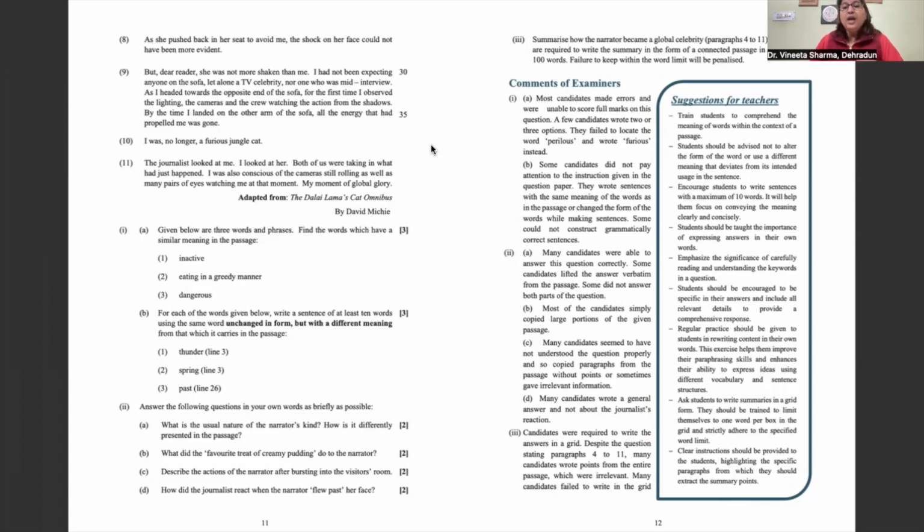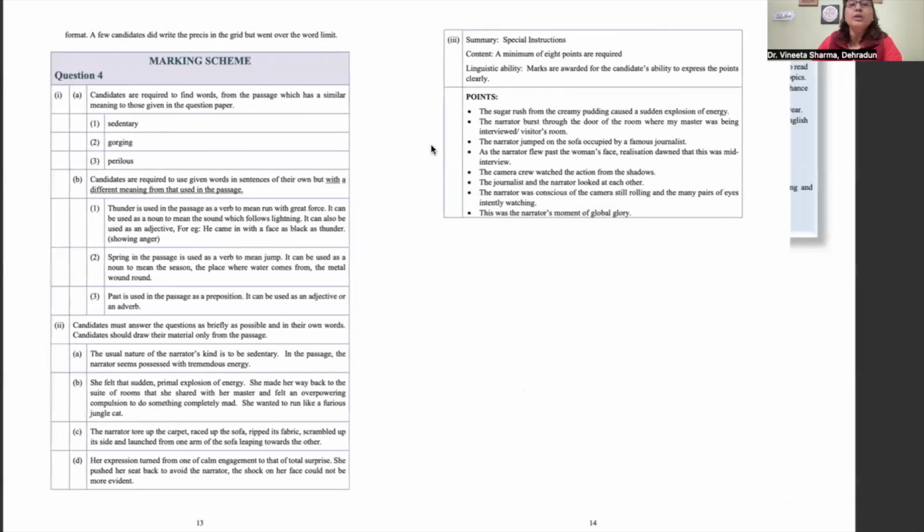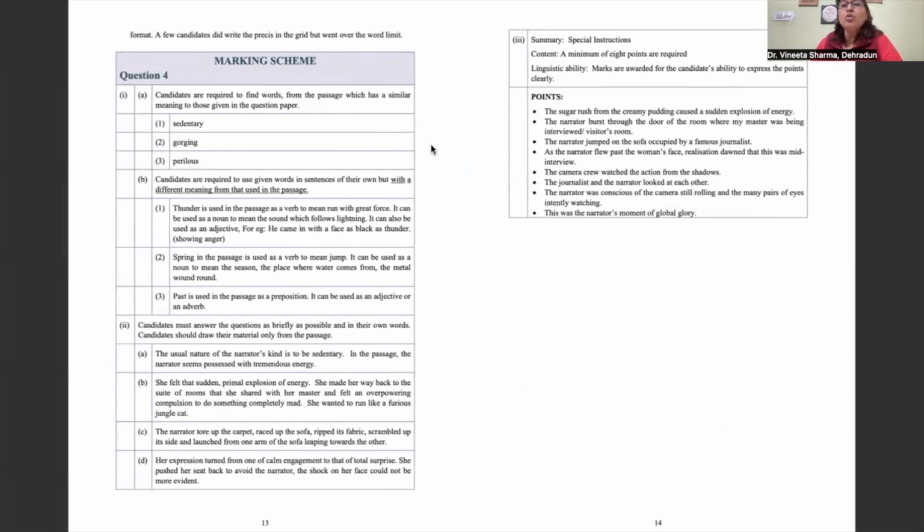Okay. Now, see, for this question, candidates were required to write the answers in a grid. Despite the question stating paragraphs 4 to 11, many candidates wrote points from the entire passage, which were irrelevant. Many candidates failed to write in the grid format. A few candidates did write the précis in the grid, but went over the word limit. So you are not supposed to go over the word limit. You have to stick to the word limit, and the best way to stick to the word limit is that you form the grid.